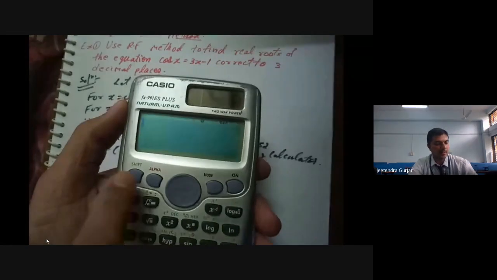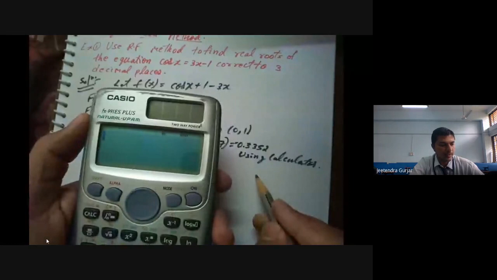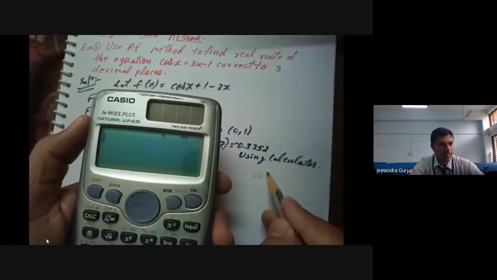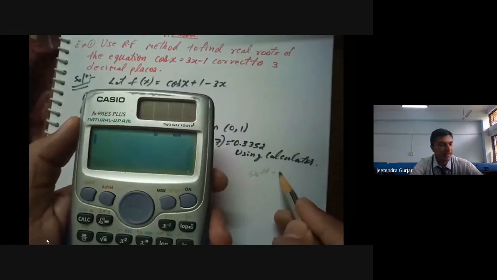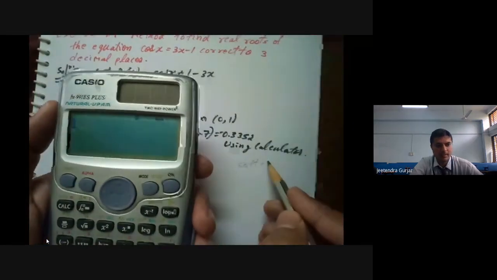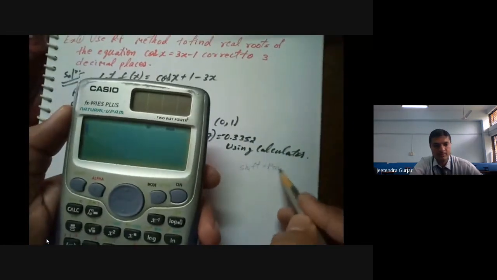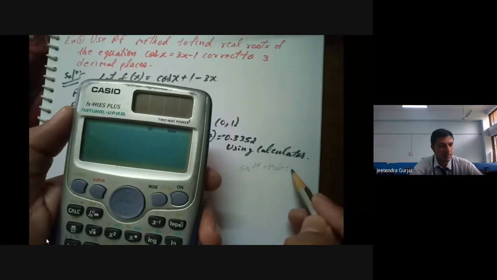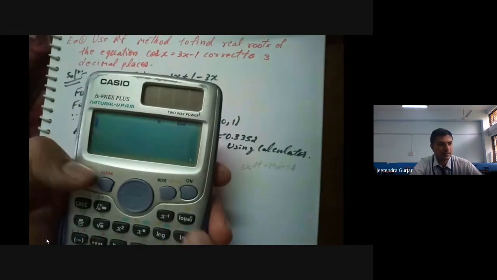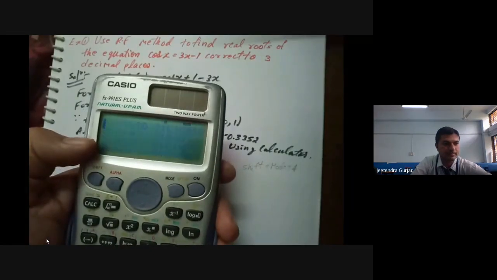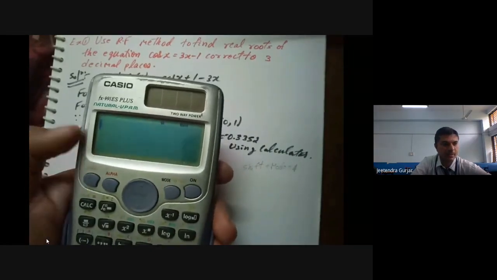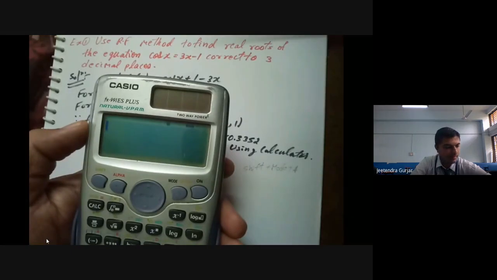Keep it in radian. Shift plus mode plus 4. This is the first step. Don't get confused, I am writing with pencil also. Yes, shift plus mode plus 4. Have you all put it in radian now? Yes, even I have put it in radian. Fine. If yes, then type yes.